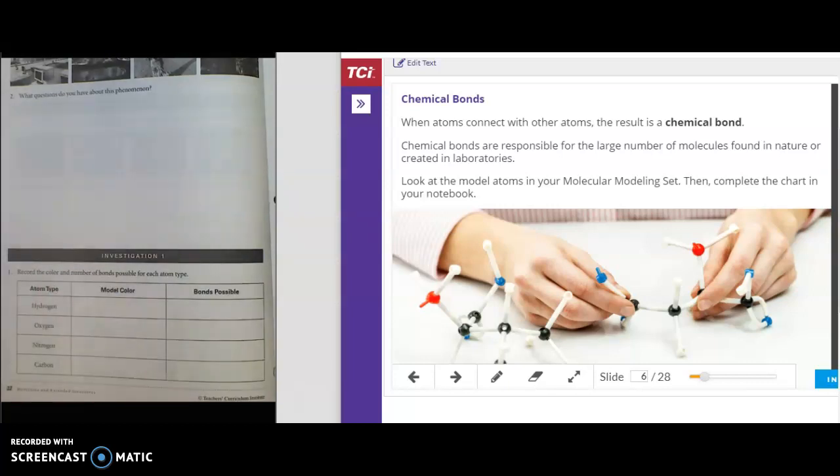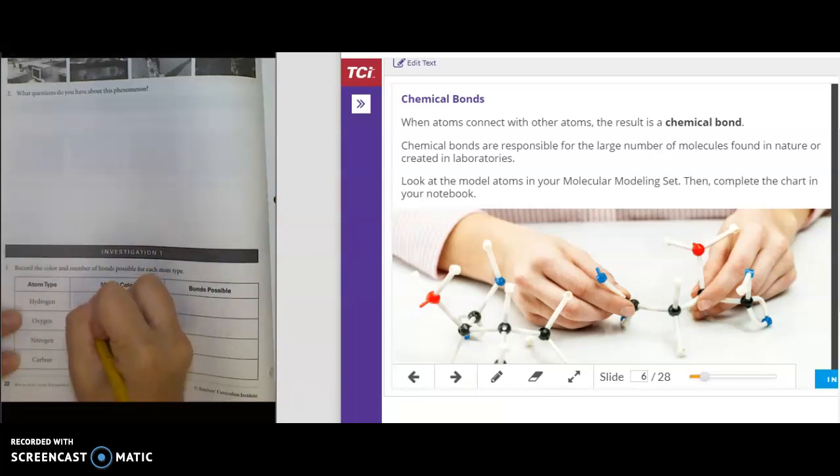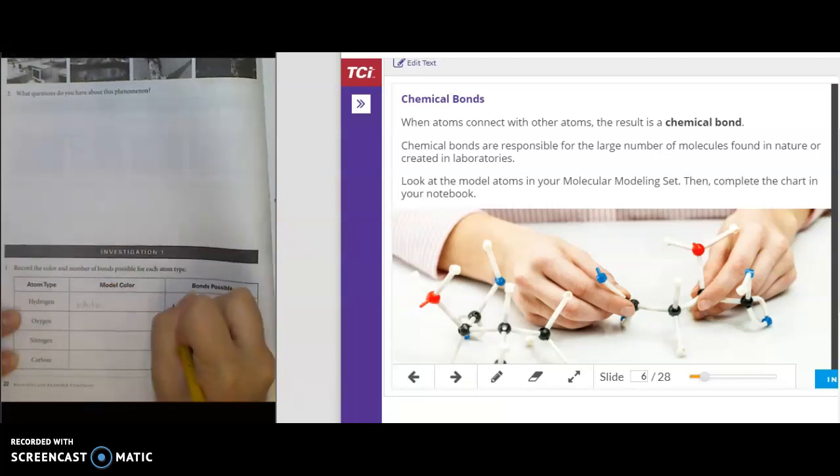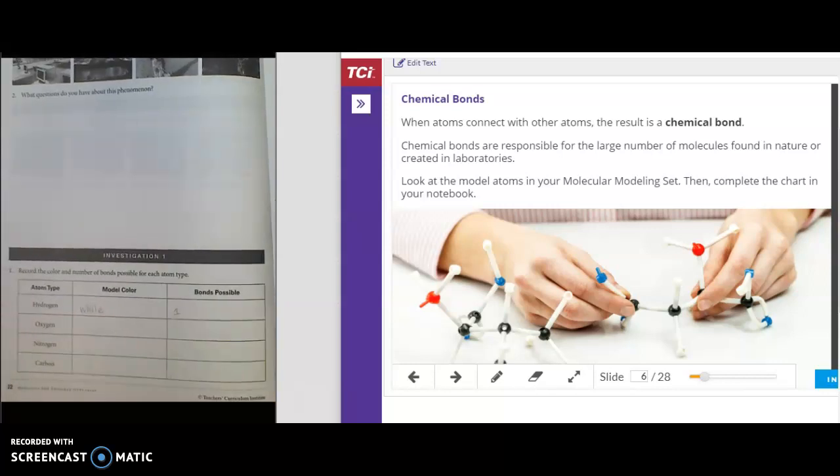So let's go ahead and record that information. So hydrogen is white, and it can form one bond. Make sure you're writing this down as well.